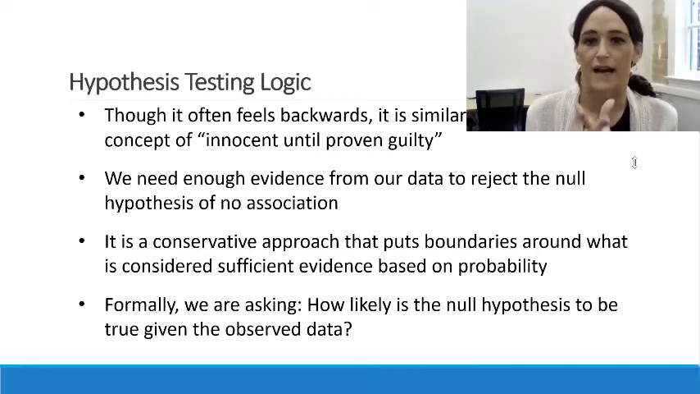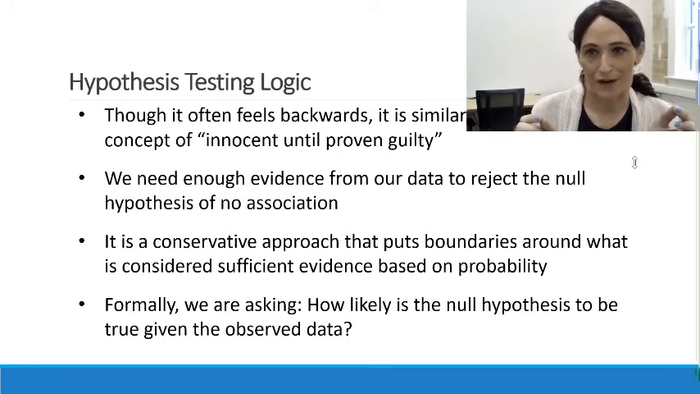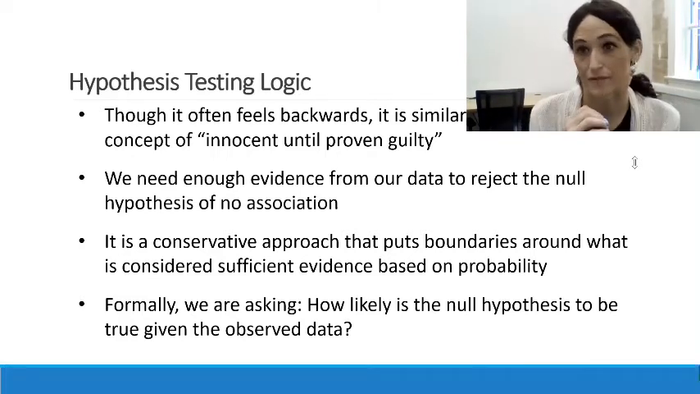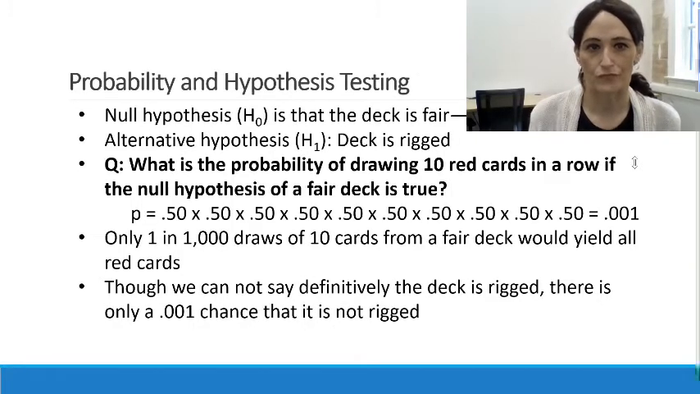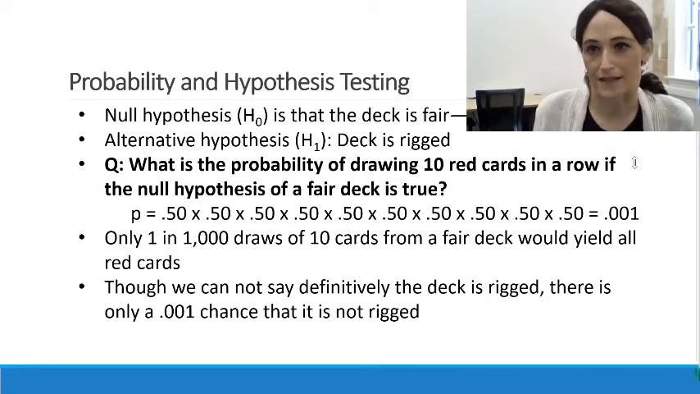Formally, we are asking how likely the null hypothesis is to be true given the observed data. If we have two sample means, two groups that we're comparing, and they're widely different, how likely is it that there's actually no difference if we were to get two sample means that different? That's exactly what we're going to look at today. There is a direct link between probability and hypothesis testing.